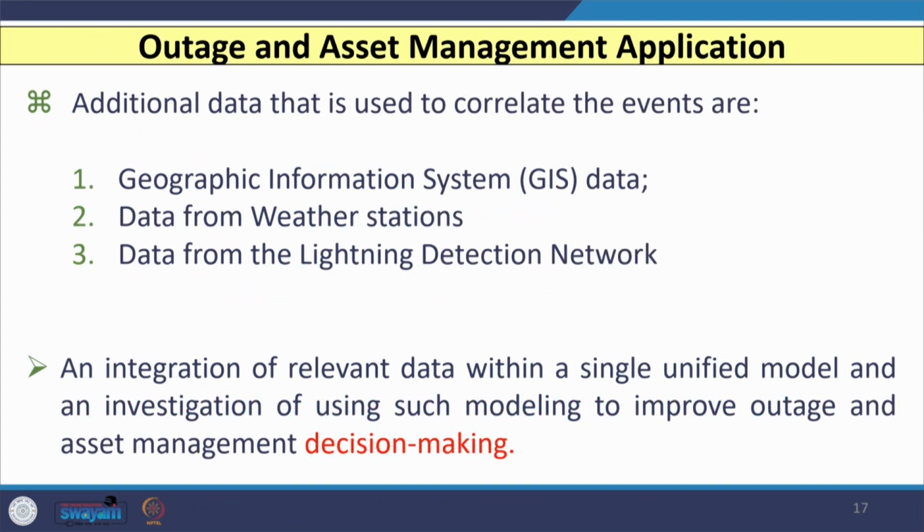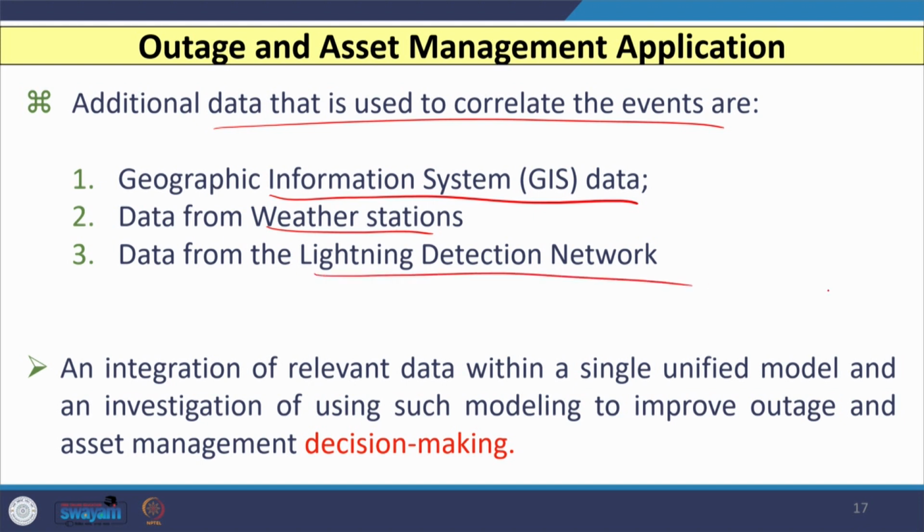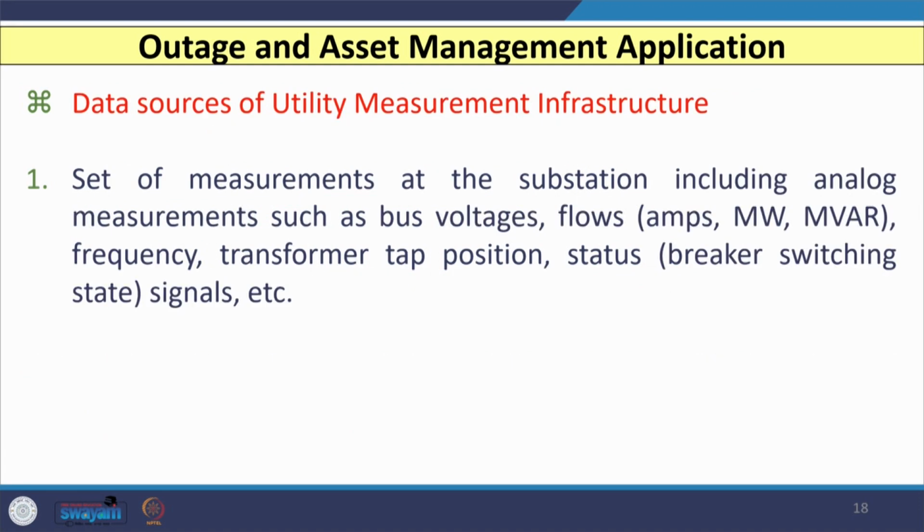If we wish to take some decision related to outage and asset management application, then we also need several other data, and those data are available from the GIS, they are available from the weather stations, or they are available from the lightning detection network. So, we need to integrate this data, right, say GIS data, weather data, lightning detection data with the other data captured by utilities like data available from PMUs, IEDs, all that we need to integrate, so that it can be helpful in final decision making of outage and asset management application.